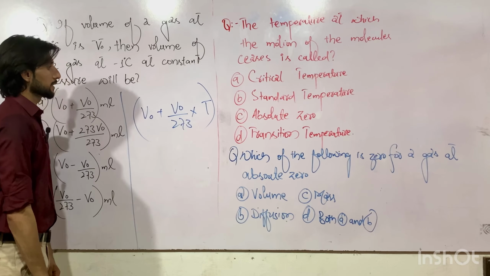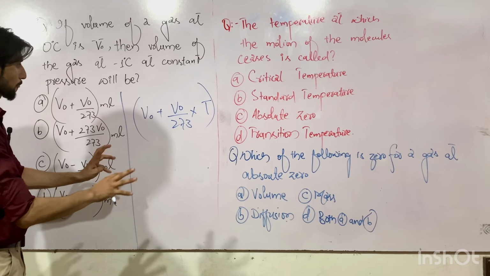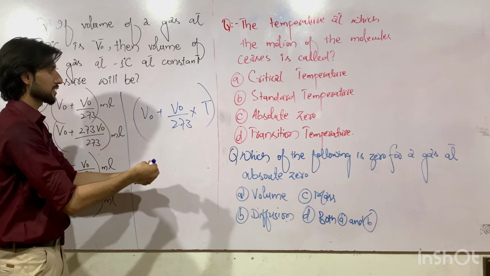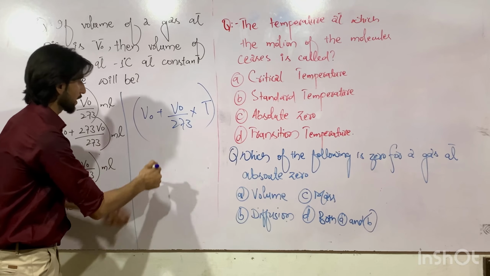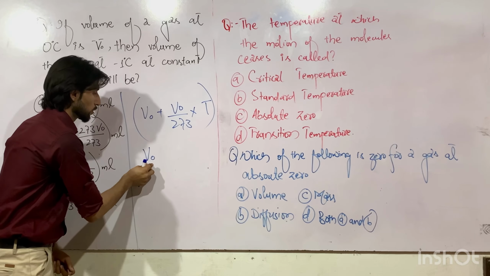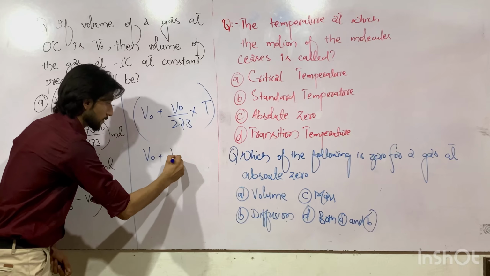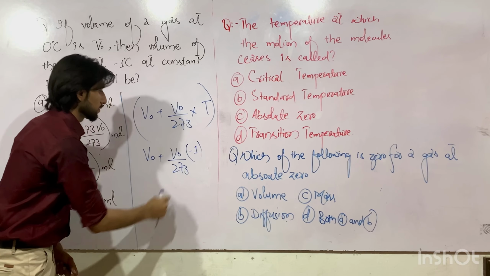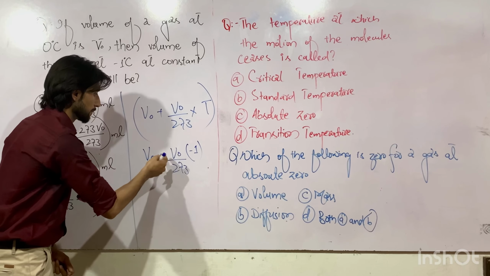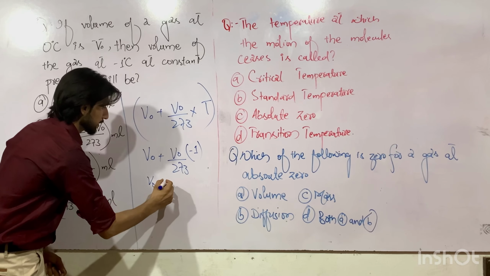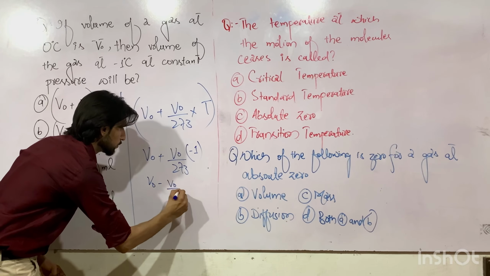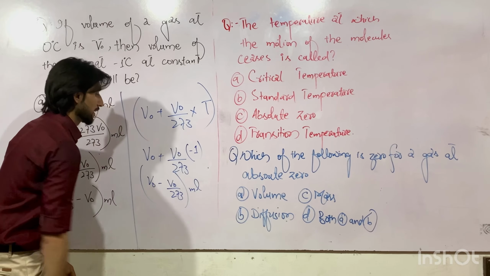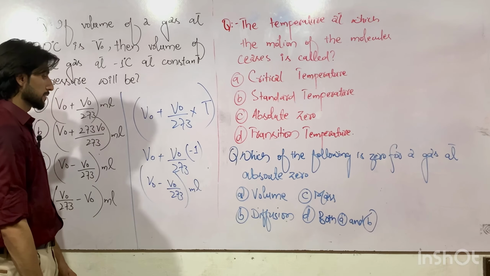Now, we must put some values over here. Suppose I change the temperature from 0 to -1. What will I get? Suppose my initial volume was V naught. V naught remains the same, over 273, and I change the temperature to -1. So -1 will get multiplied with the whole figure. I'll get minus V naught over 273. Suppose I was taking the volume in ml, so I will get this as my equation.